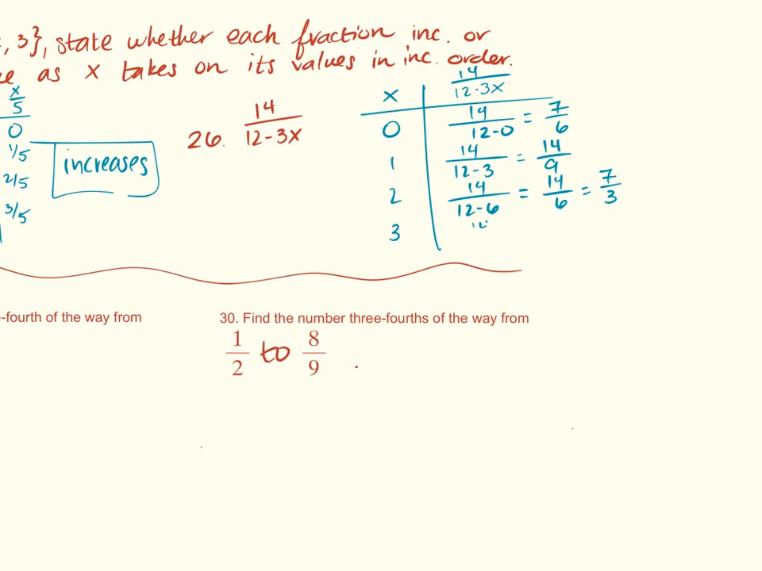And for 3, we get 14 over 12 minus 9, which is 14 over 3, and that is as large as it gets. 7/6 is smaller than 14/9, which is smaller than 7/3, which is smaller than 14/3. So this increases.